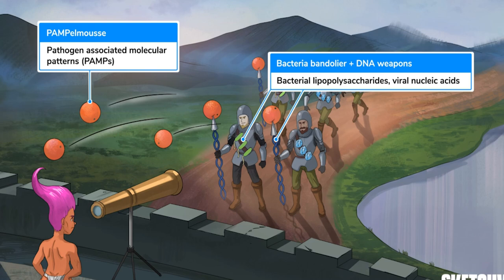So we'll have this gang of merry invaders slinging these juicy pamplemousses towards the castle to symbolize these pathogen-associated molecular patterns. And notice how they're wearing bacteria and virus-shaped armor? Yeah, that's because, again, PAMPs are found on these types of pathogens.